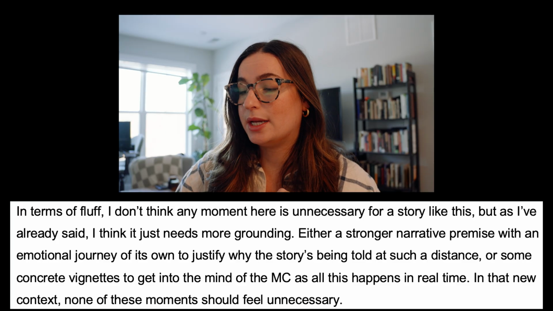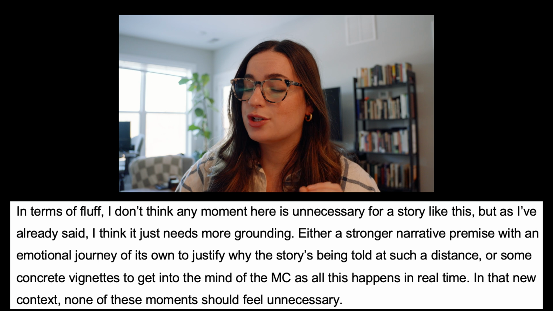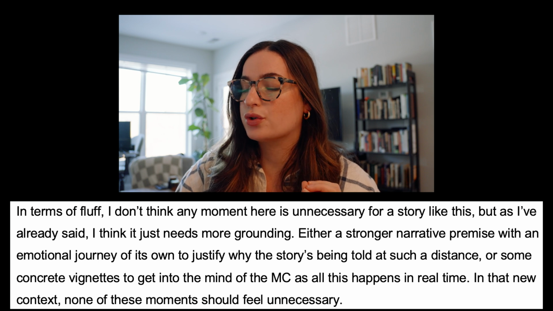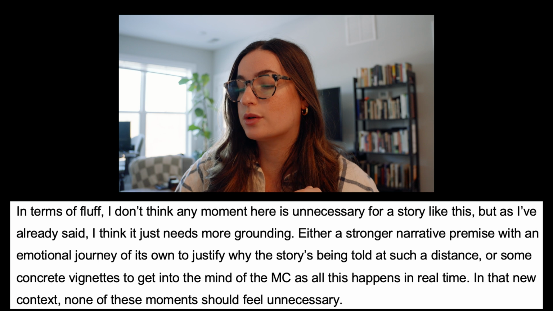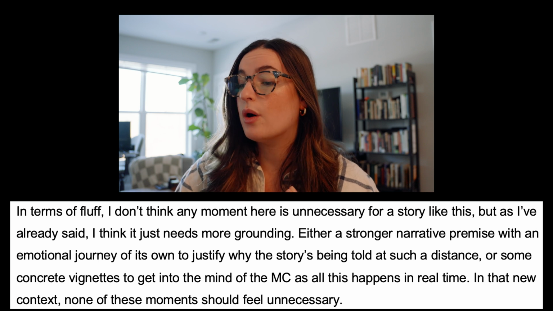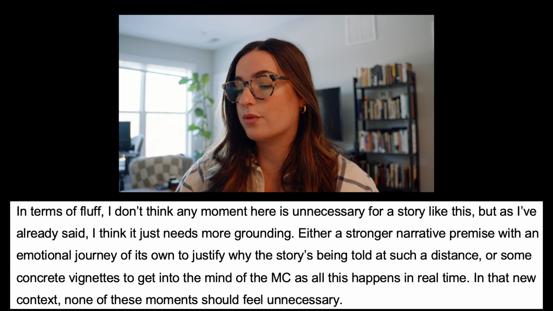I don't think any moment here is unnecessary for a story like this, but as I've said, I think it just needs more grounding, either a stronger narrative premise with an emotional journey of its own to justify why the story is being told at such a distance, or some concrete vignettes to get into the mind of the MC as all this happens in real time. In that new context, none of these moments should feel unnecessary. Honestly, up to this point, Tom and Kit kind of agree, and they're flagging very similar points, which is great.